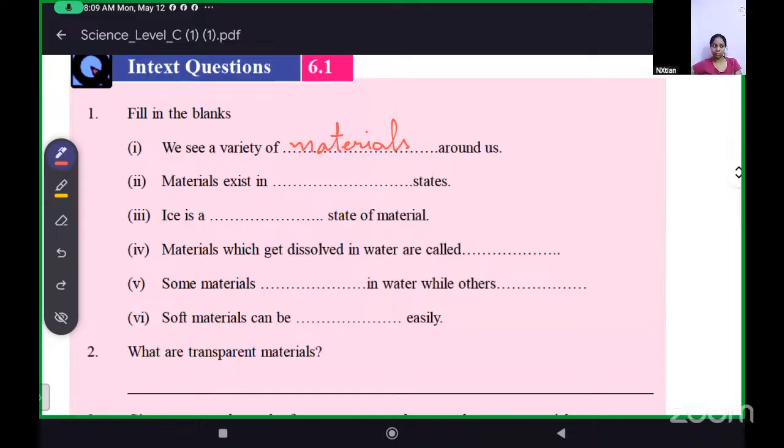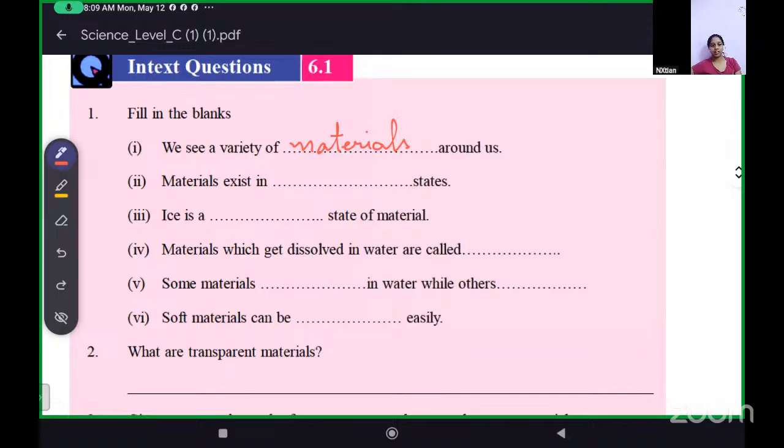So a sponge can be compressed because of how it's made, because of the holes in it. We can take out all its air and we can compress it. But yes, some solids can be compressed, while most solids don't.